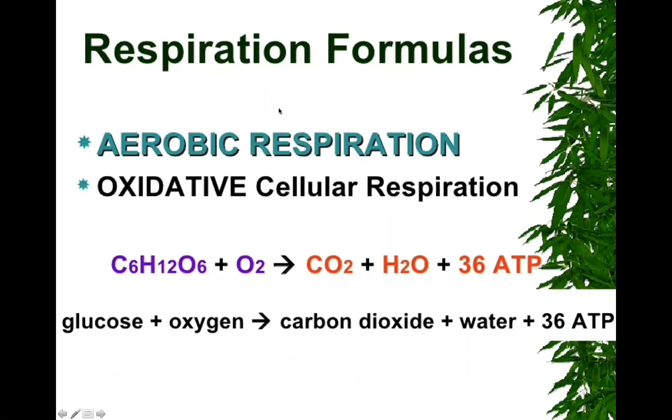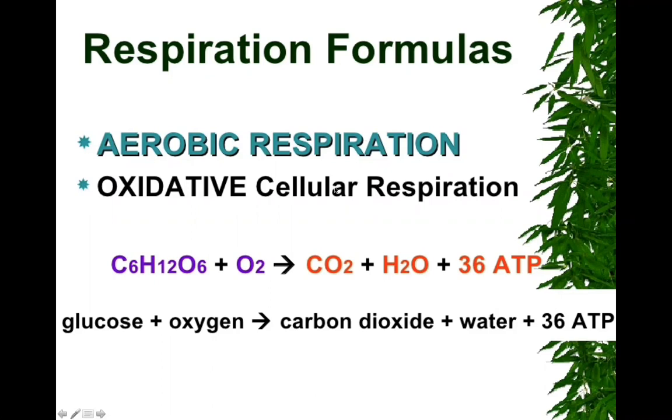Now, if you're going to talk about the respiration formulas, in aerobic respiration, as we have already discussed, glucose is going to combine with oxygen. So C6H12O6 plus O2 is actually the oxidation of the glucose, right? Oxidation of glucose means reaction with oxygen. So glucose is going to react with oxygen to produce carbon dioxide, water, along with 36 ATPs of energy.